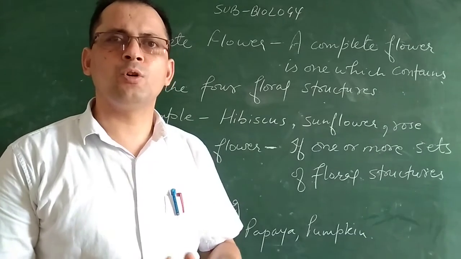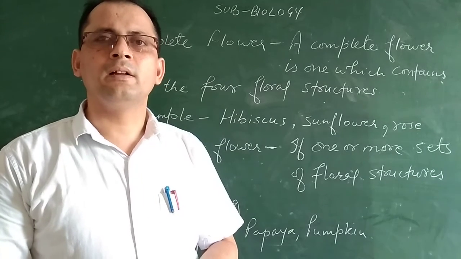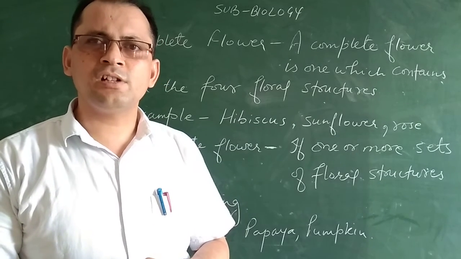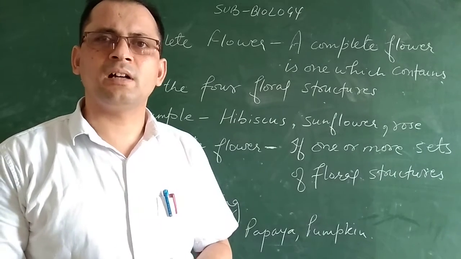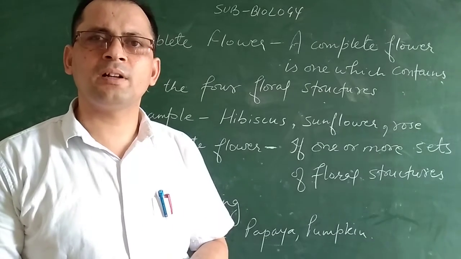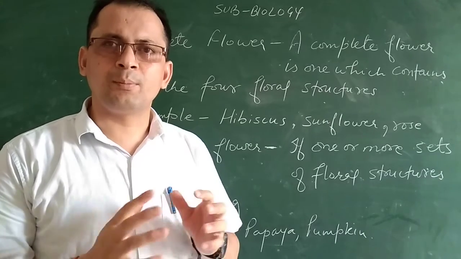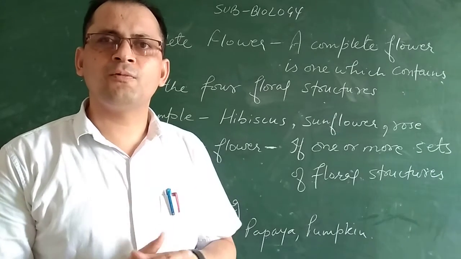Without them there will be no process of reproduction, there will be no process of pollination. And what are non-essential parts? Non-essential parts are those parts which are present in the flower but they do not take part in reproduction. They are present, they are supporting the flower.